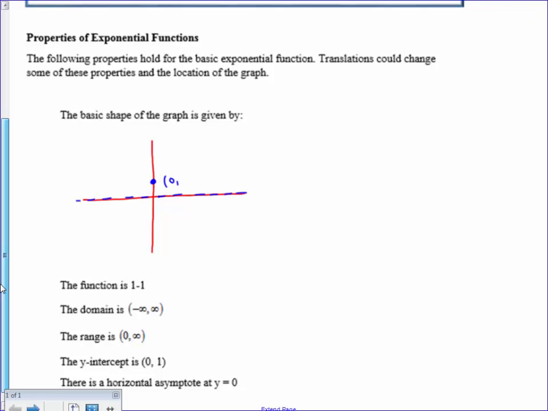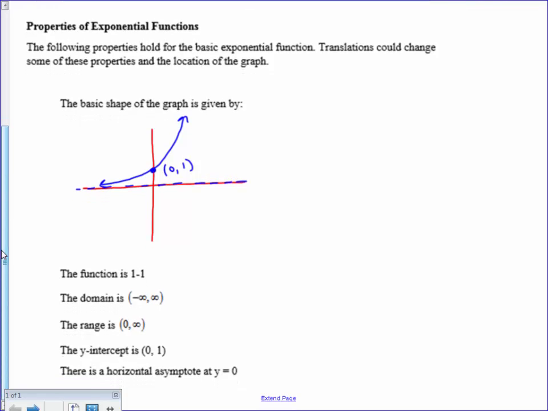And then from here, the actual shape of our function is that it gets very, very close to the negative x-axis on the left side, and then grows without bound to the right of that y-intercept. Okay, so that's the basic graph. There's a couple of things that we need to know about this. First of all, we notice that the function is 1-to-1, meaning that if we draw any horizontal line, it would cross this function only once, and we can see that's the case.